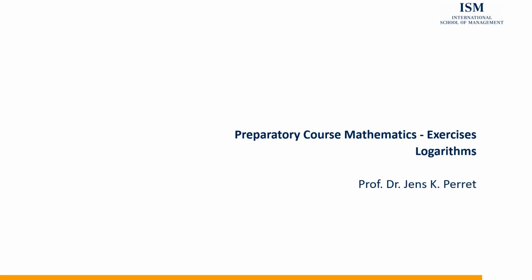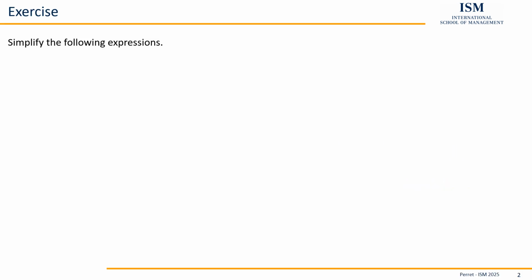Welcome to this exercise where I want to talk about how to simplify expressions with logarithms or exponential functions. Therefore we have here two partial exercises, A and B. The first expression to simplify is the natural logarithm of 1 divided by the exponential function of 1 divided by x. The second one is the exponential function of 2 minus the natural logarithm of 1 plus the exponential function of x. So let's take a look at the first one.